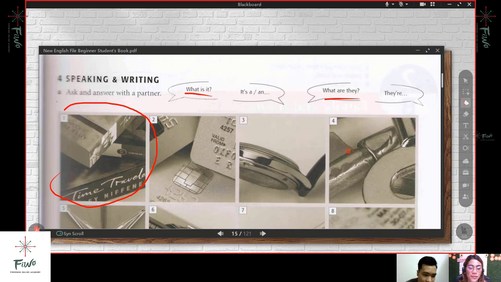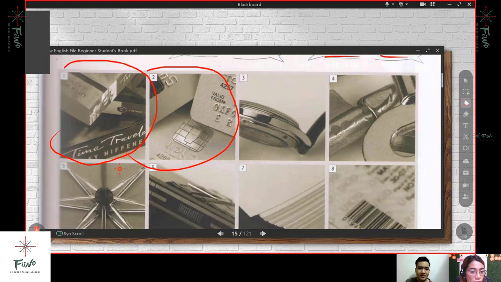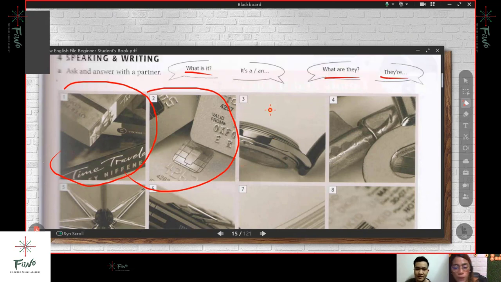They are books. Okay, can you say they're books? They are books. Good. How about number two? What's the question for number two? What are they? And they are cards, bank credit cards. Good. How about number three?